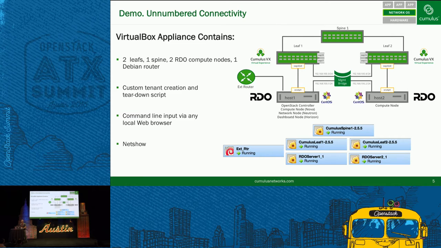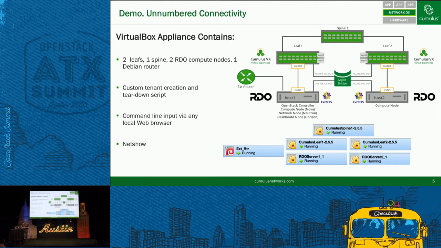All right, so the demo that I'm going to show you is a 5-node OVA in VirtualBox. I've got a single spine, 2 leafs, a management bridge so I can talk to all the different virtual devices, and then a couple of servers. As you can see down here on the bottom, server one is an OpenStack controller, a compute node, a network node, and a dashboard node.